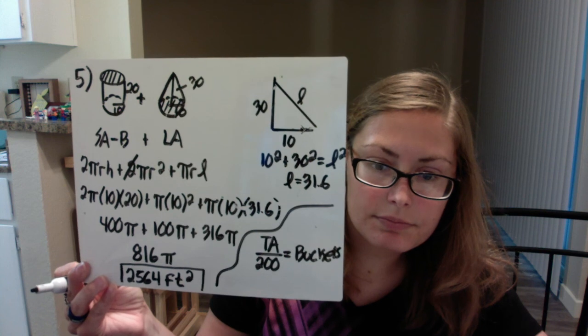Part B, we're going to take the total area and divide it by 200 to find out how many buckets. So again, total area divided by 200 is going to equal the number of buckets. So that means we're taking the 2,564, dividing it by 200 to get about 13 buckets.